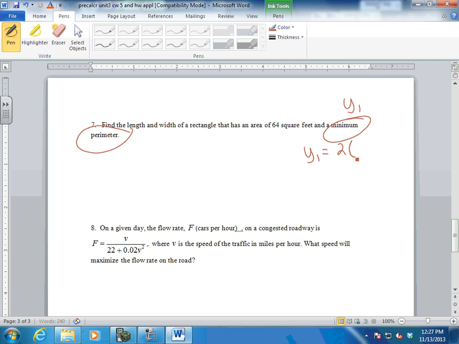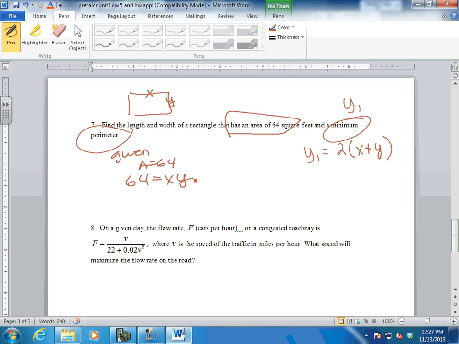Good. Okay, we can leave it either 2x plus 2y or 2 times x plus y. Now, I said length and width again. We know our length and width have an area of 64 square feet. So this is given to me. Area equals 64. What's the area formula for my rectangle? xy. So 64 is equal to xy.